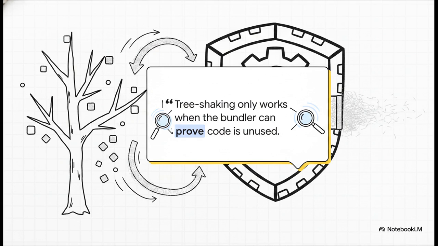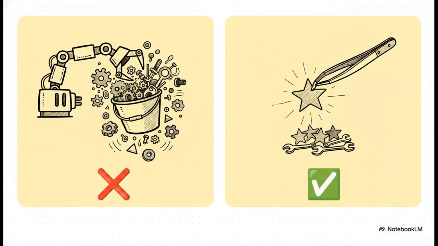It's going to panic and bundle absolutely everything. It needs undeniable proof that the code is unused. Check out this super common anti-pattern. If you use a namespace import, import star as utils, and then pass that entire utils object into a console log or some higher order function, you've just completely wrecked the bundler's static analysis.